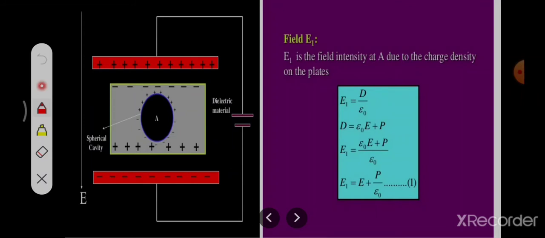Here we are getting the four electric fields as E1, E2, E3 and E4. Field 1. E1 is the field intensity at capital A. It is due to the charge density on the plates. E1 is equal to capital D whole divided by epsilon naught. We know that capital D is equal to epsilon naught into capital E plus P. By substituting the D value, E1 is equal to epsilon naught into (capital E plus P) whole divided by epsilon naught. From this, E1 is equal to (capital E plus P) whole divided by epsilon naught. Consider it as first equation.